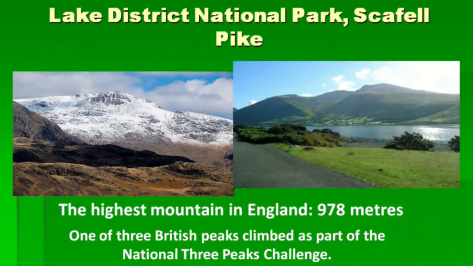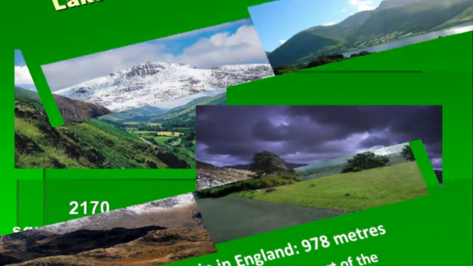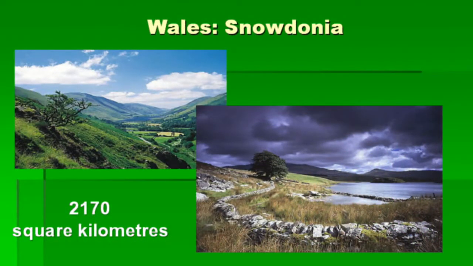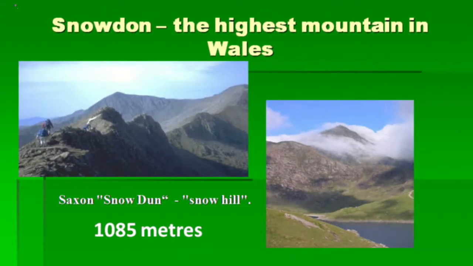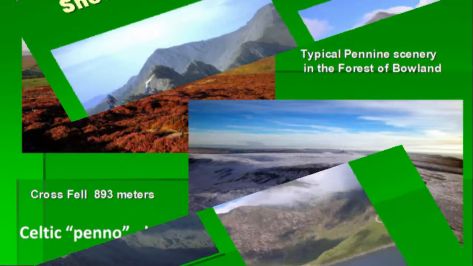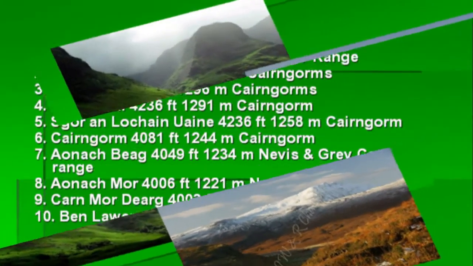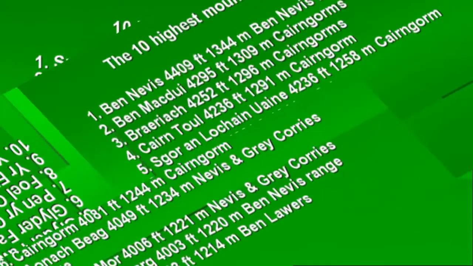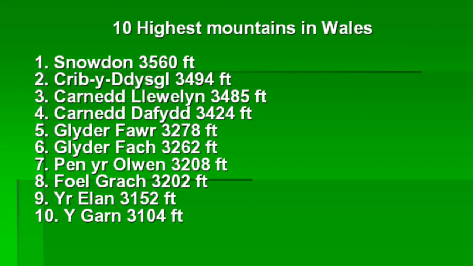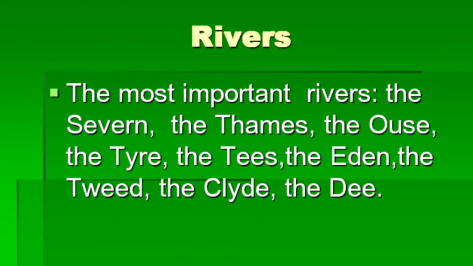So Lake District National Park is Scafell Pike. Wales is famous for its Snowdonia mountain ranges and its highest peak, Snowdon, the highest mountain in Wales, which its height is 1,085 meters. So here are the highlands, and also you can see the 10 highest mountains in Scotland, 10 highest mountains in Wales. So, and now we are going to talk about rivers.